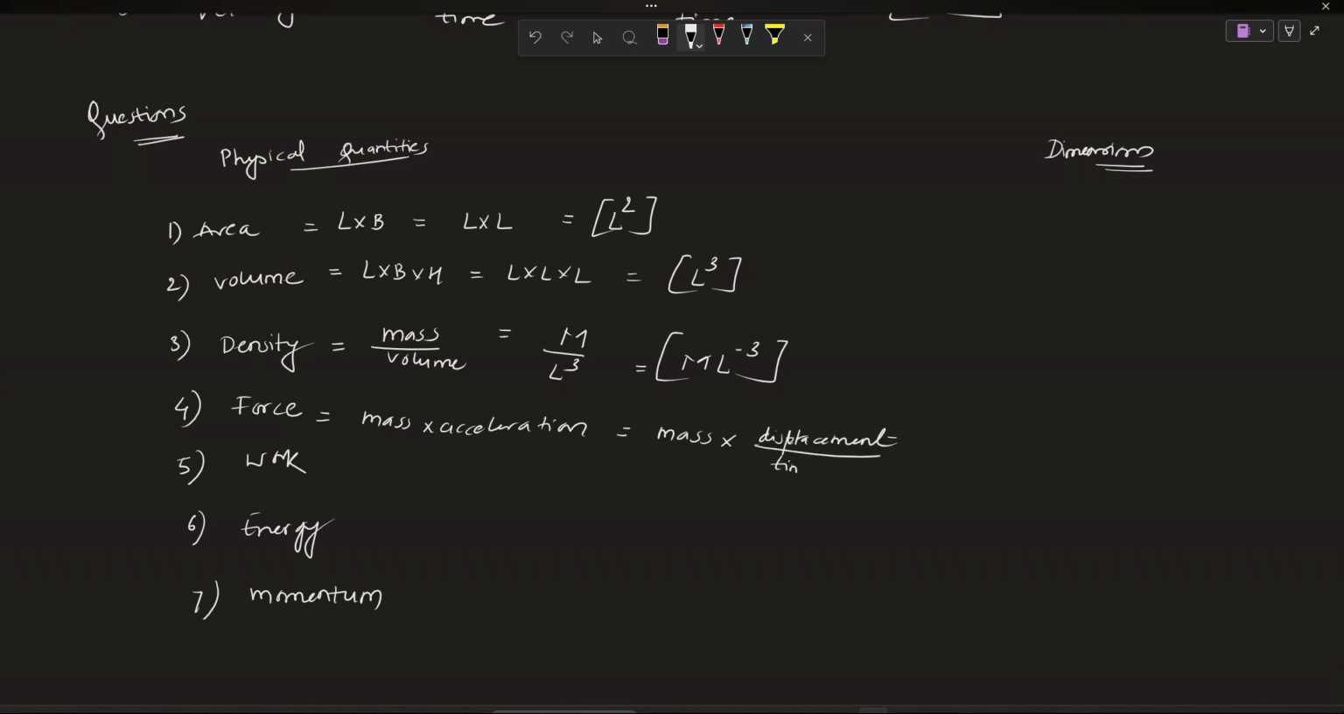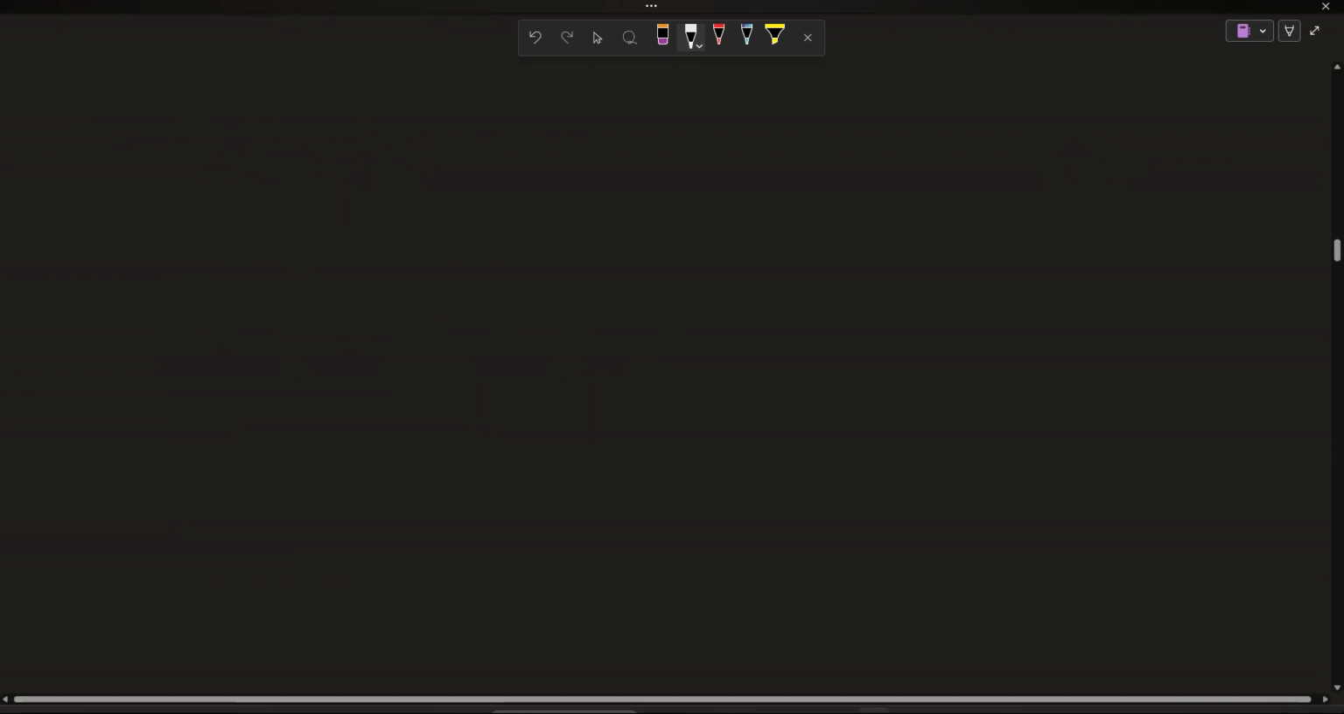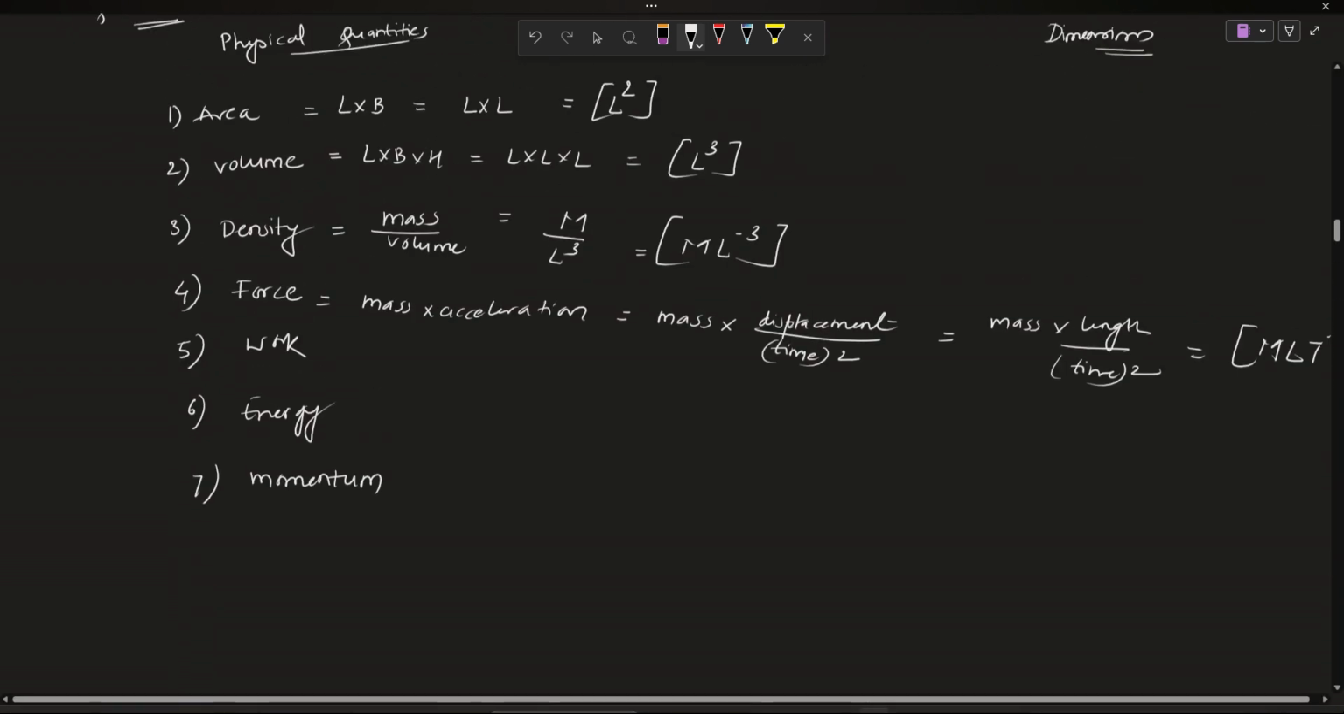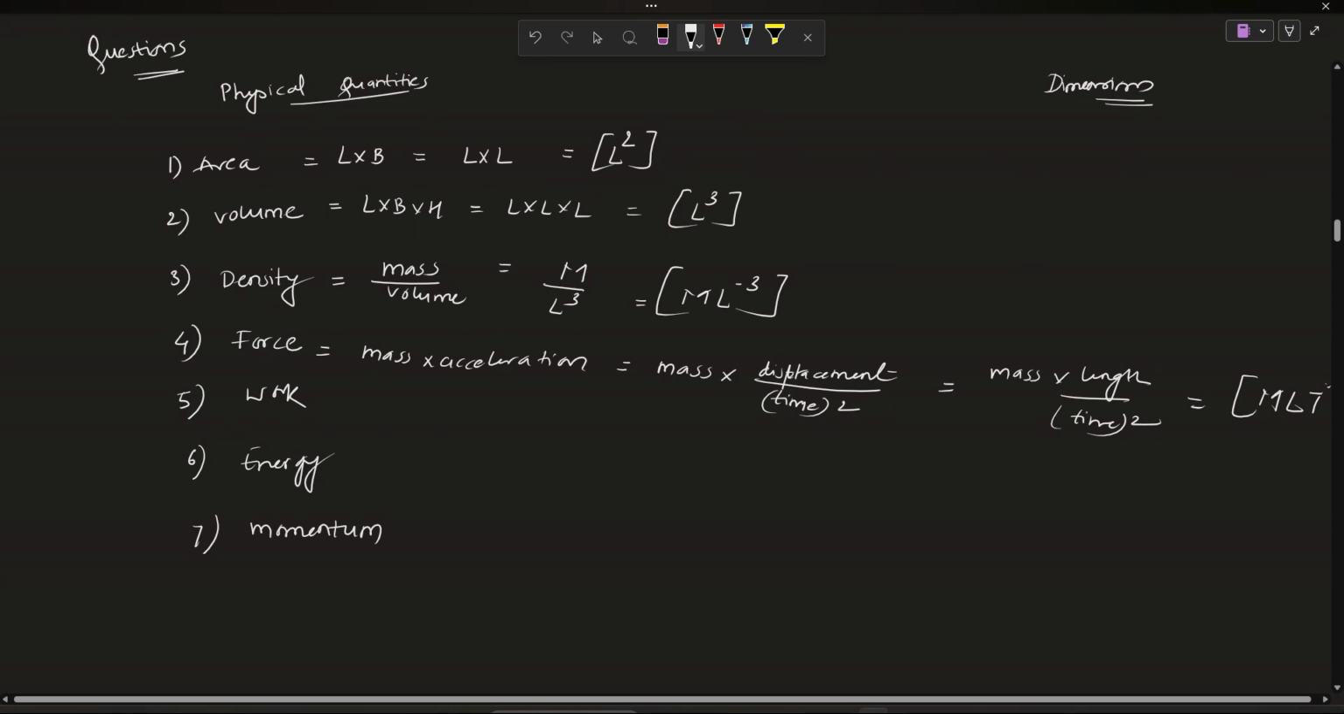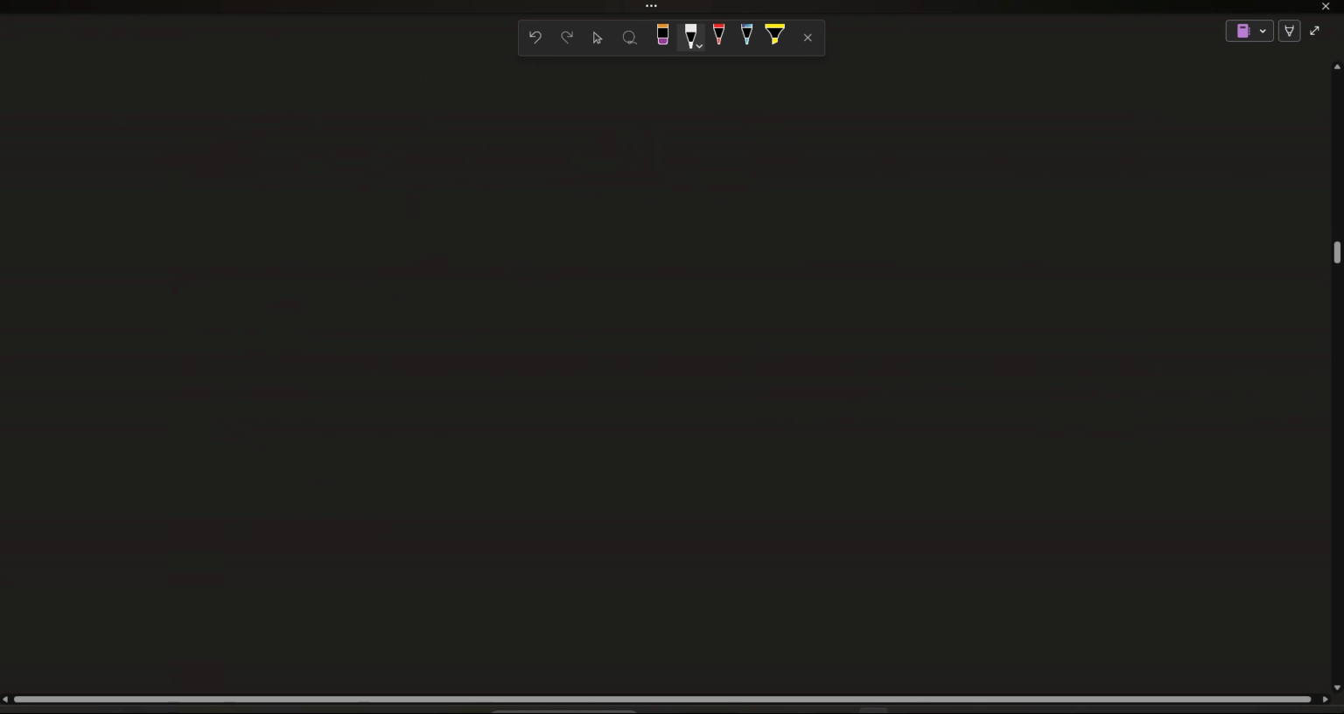Displacement by time square. Because acceleration is velocity by time and velocity is displacement by time, it becomes displacement by time square. Displacement is nothing but a unit of length, so mass into length by time square, so the dimension becomes M L T to the power of minus 2.